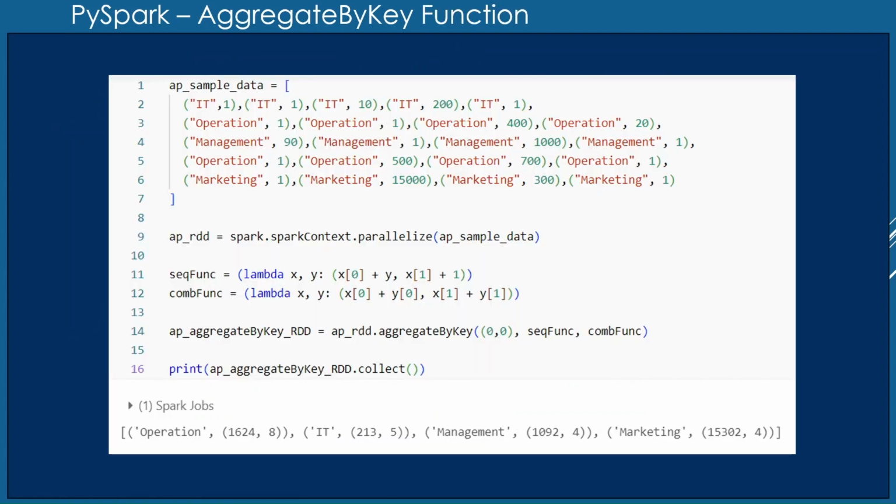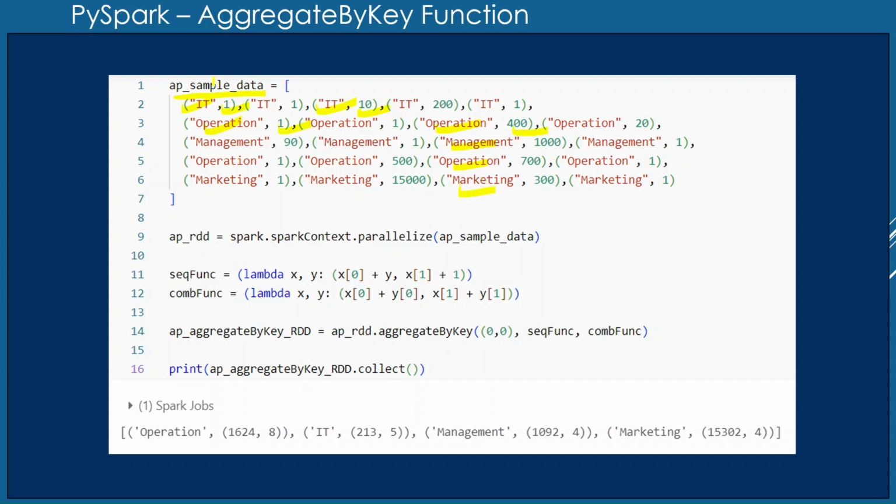So I am going to do an exercise here. In this exercise, first I am going to create this list. This list has the required data, and the data is in the form of key and value pairs. So IT is the key, this is the value. IT is the key, this is the value. Operation is the key, this is the value. Operation is the key, this is the value. Same for the management, same for the operation, and same for the marketing.